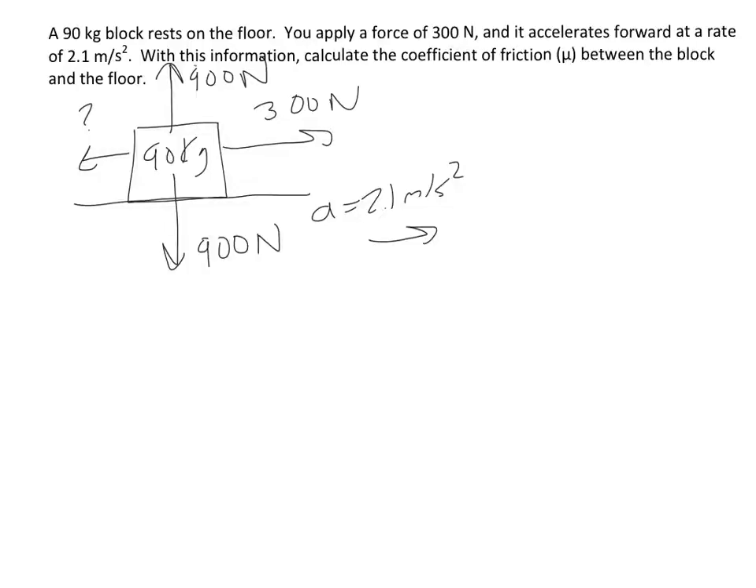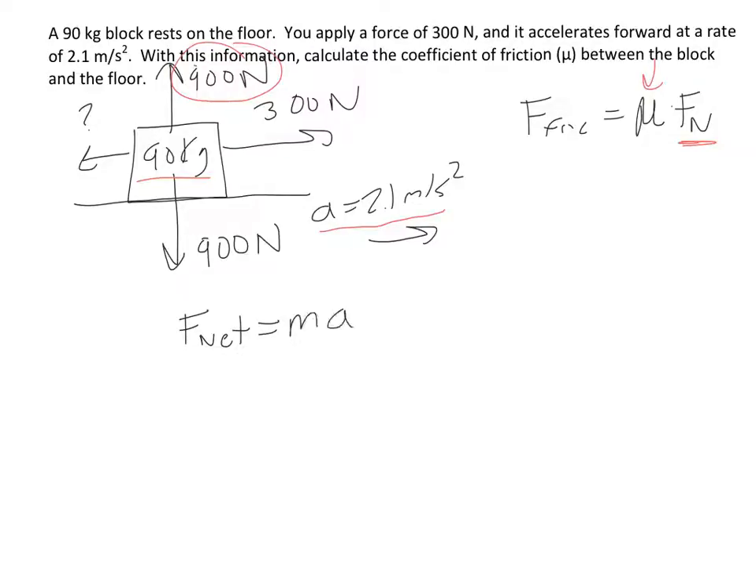If you recall, we know that the force of friction is equal to the coefficient of friction times the normal force. Well, we know the normal force here is 900 newtons, so that's known. So we're looking for this, so the only way to do that is to find the force of friction. So how do we go about doing that? Well, we know the acceleration of the block, and we know the mass of the block. So with that information, we should be able to calculate the net force on the block using the second law.